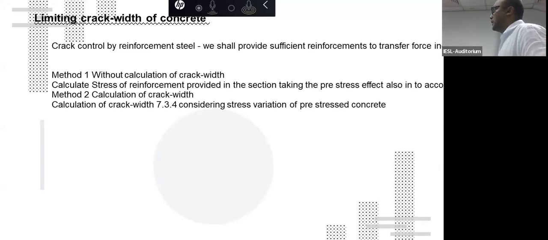Then for Eurocode, two methods are there. One is a more empirical method. They have given tables, and we can select the reinforcement and spacing accordingly. The second method is calculating the actual crack width. This method we used in this project, we calculate the actual crack width finally. But as I said, we have designed for a no crack situation.